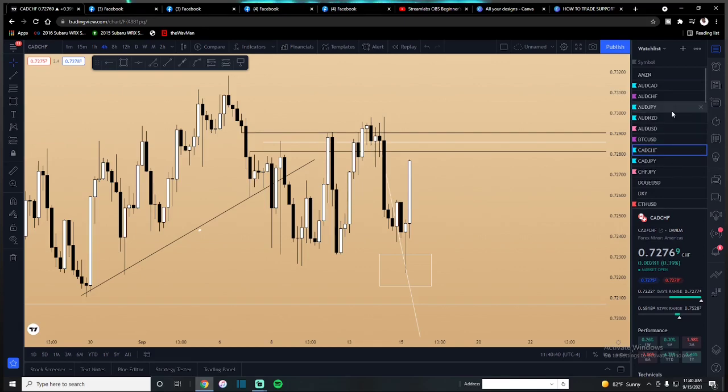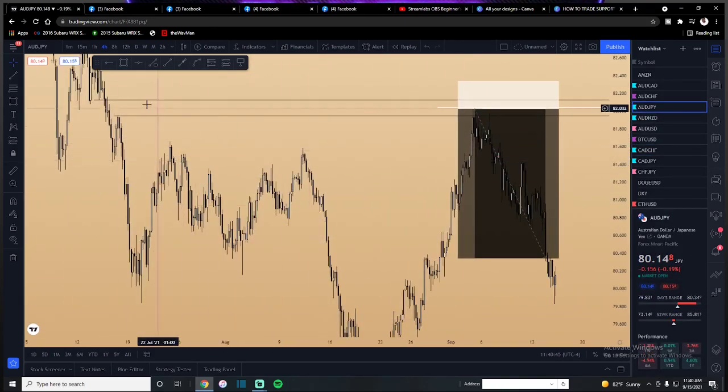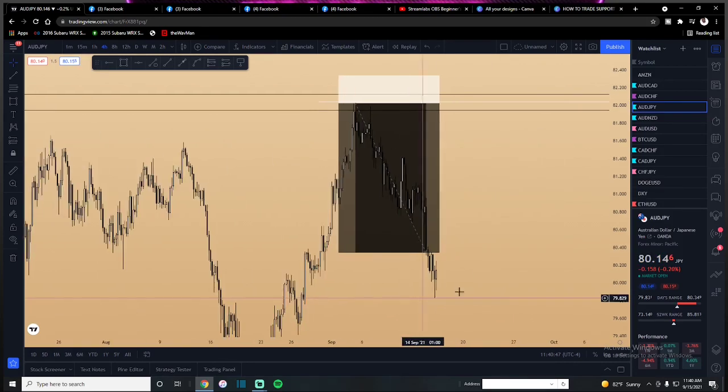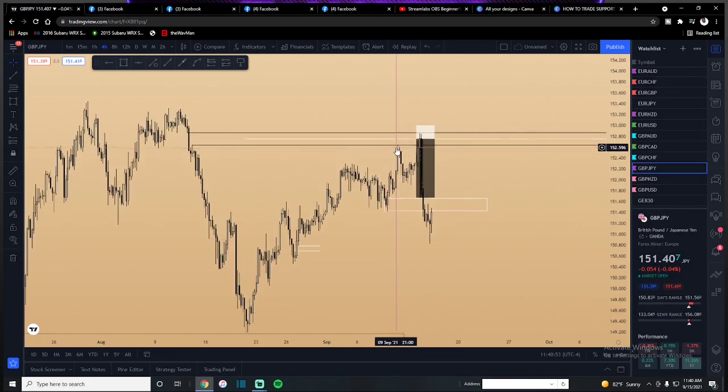Let's go again. AUDJPY, right? Had liquidity as a confluence. Liquidity right there, right? Fair value gap right there, right? Let's go again. What was the other one? GBPJPY. Look at it. We had liquidity as a confluence. Previous day high, right? Trend line liquidity, right? Buy stops. Everybody's buy stops activated. Boom. Look at that. Account blown.